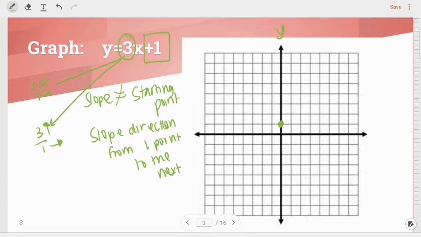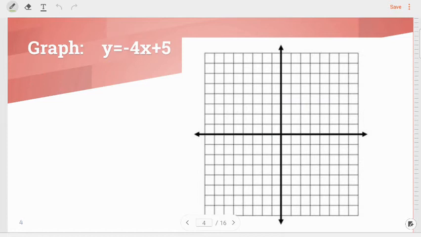So I'm going to go back to my graph and that y-intercept, that starting point that I graphed. Put my pencil on it, and I'm going to follow those directions to my next point. I'm going to rise 3, 1, 2, 3 spaces, and run 1, and make a new dot. And I can continue that pattern again. Rise 3, run 1, make a new dot. And just like that, I have my line of the equation y equals 3x plus 1. All right, so that's our first example.